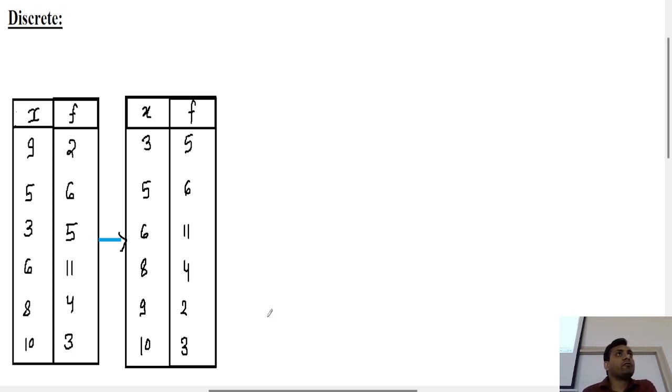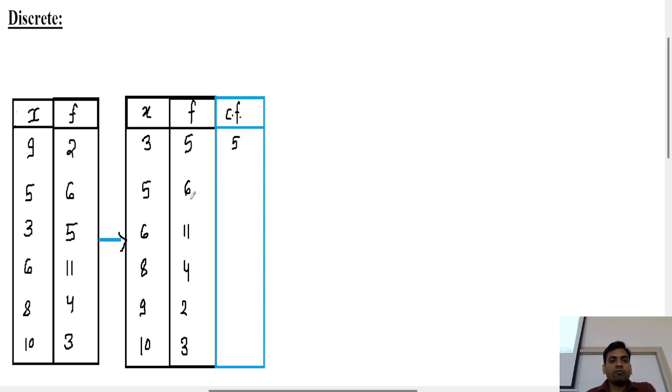Now the second task is, this data is with frequency. So we will find cumulative frequency now, CF. We will add one more column for cumulative frequency. This is cumulative frequency CF. So this is 5. 5 plus 6, 11. 11 plus 11 is 22. 26, 28, and this is what? 31. Clear? Any doubt? Confusion? Okay.